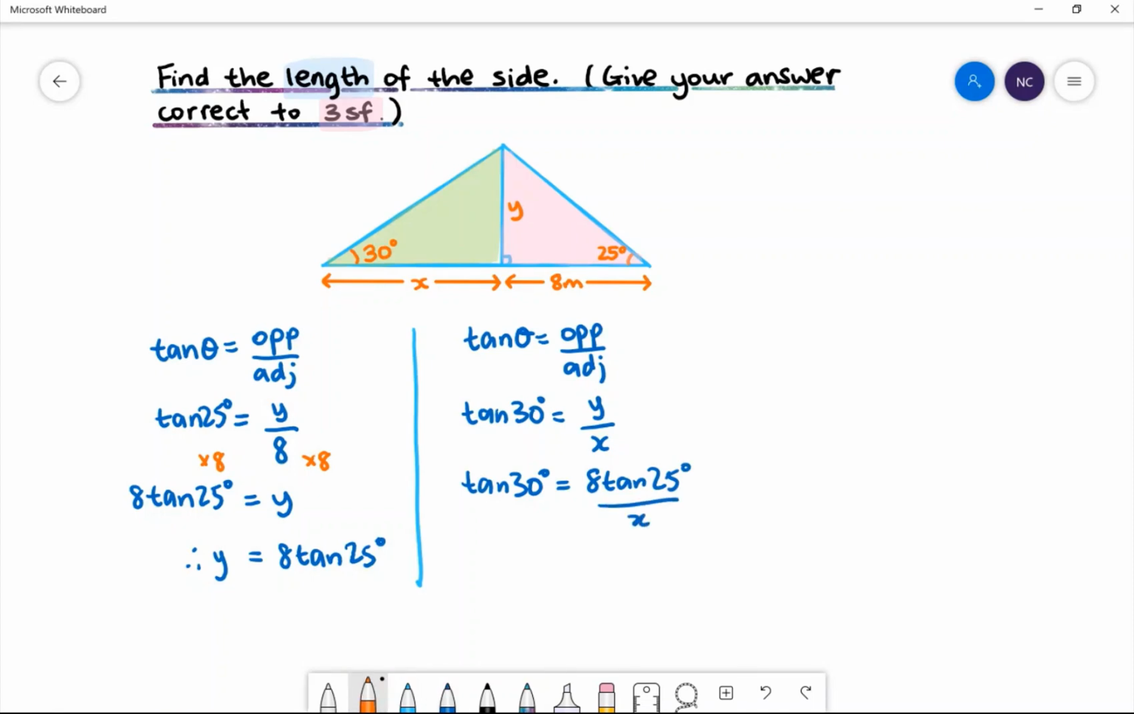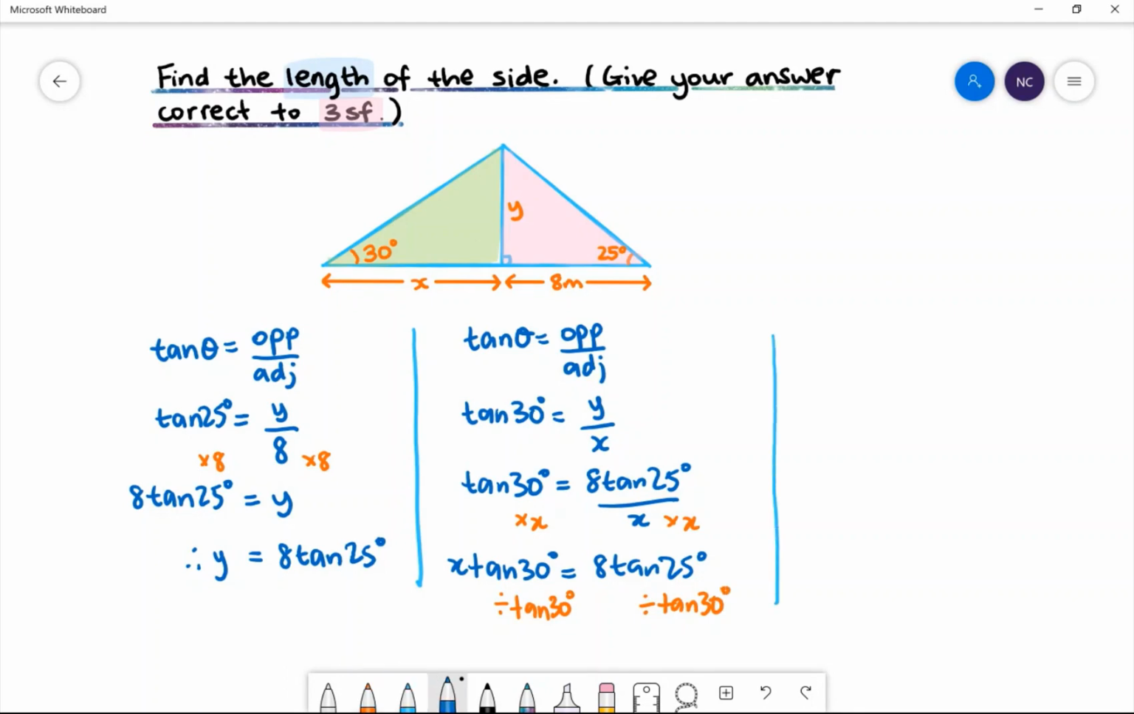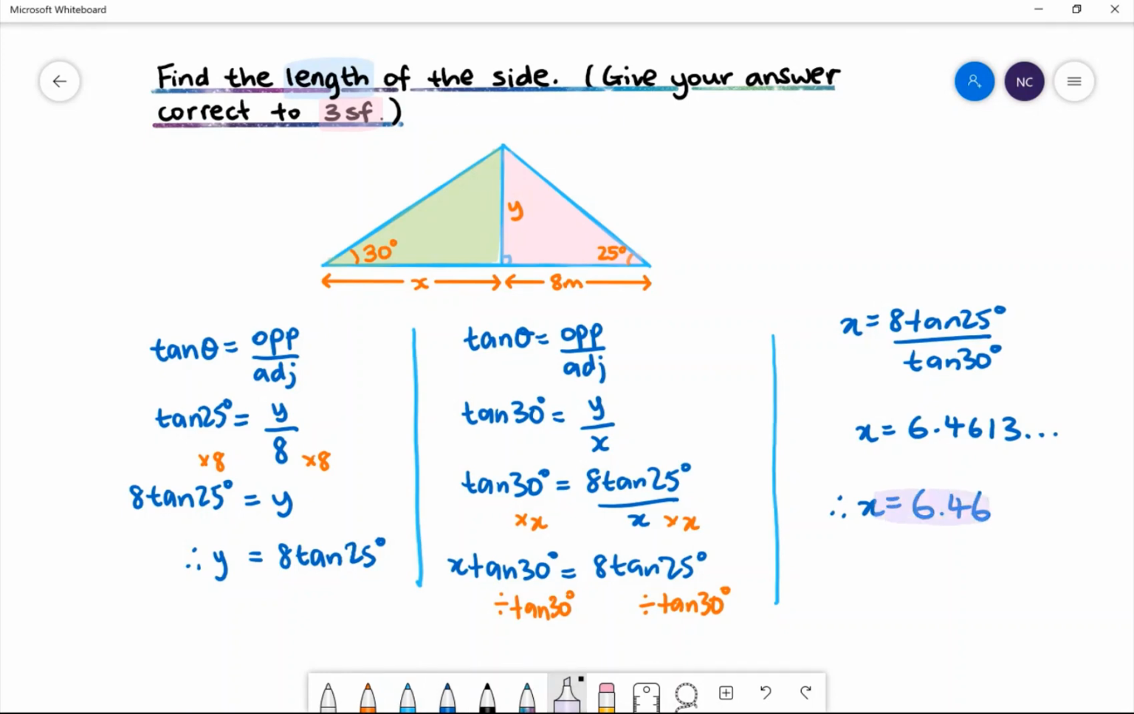We need to move the x away from the denominator, so we'll multiply both sides by x. We will then have x tan 30 degrees equals 8 tan 25 degrees. We want to have x by itself, so we'll move the tan 30 degrees away by dividing both sides by tan 30 degrees. We'll then have x is equal to 8 tan 25 degrees divided by tan 30 degrees. On the calculator, this gives 6.4613. Therefore, x is equal to 6.46, correct to three significant figures.